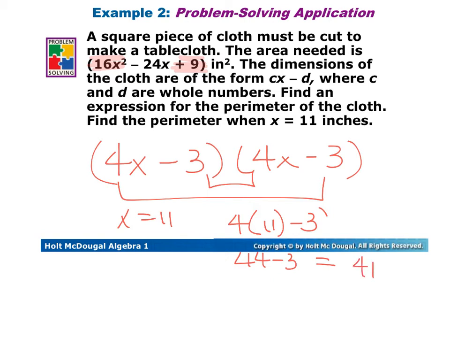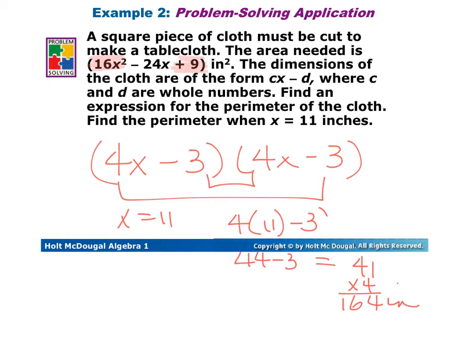And because it's a square, I can either add 41 plus 41 plus 41 plus 41, or just times it by 4. And I get 164 inches. Okay, let me go to the next slide.